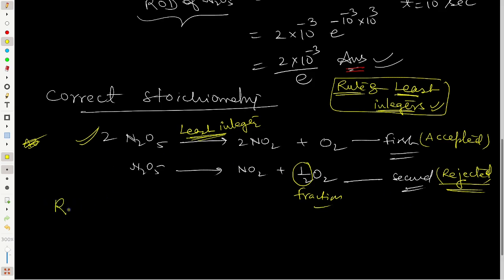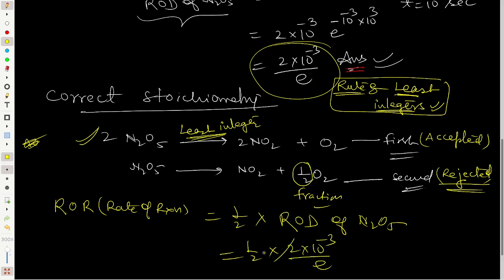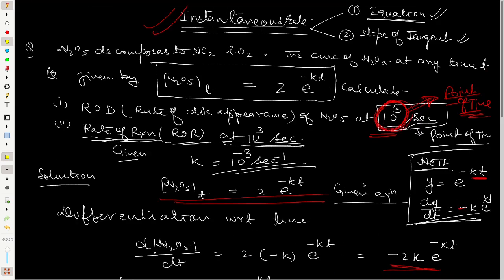We can say rate of reaction, ROR, is equal to 1/2 into the rate of disappearance of N2O5. It was 2 into 10 to the power minus 3 upon e. Cancel it. This is 10 to the power minus 3 upon e. This is another answer. So dear friends, we should have a repeat revision look.